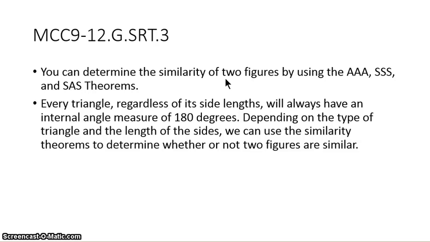We can determine the similarity of two figures by using AAA, SSS, and SAS theorems. Every triangle, regardless of its side lengths, will always have an internal angle measure of 180 degrees. Depending on the type of the triangle and the length of the sides, we can use the similarity theorem to determine whether or not the two figures are similar.